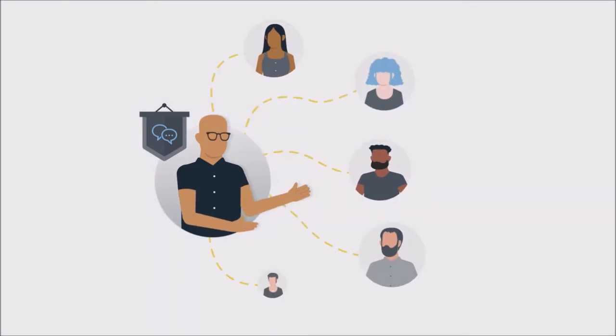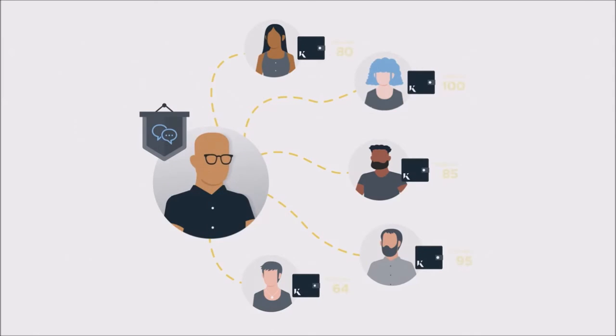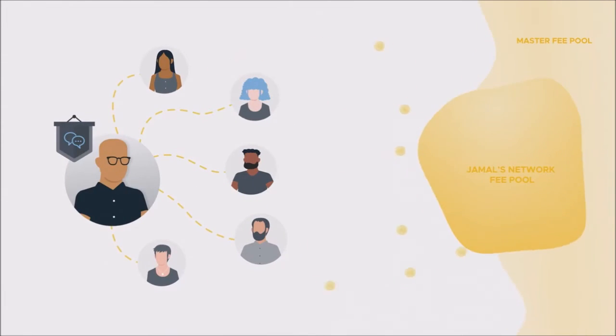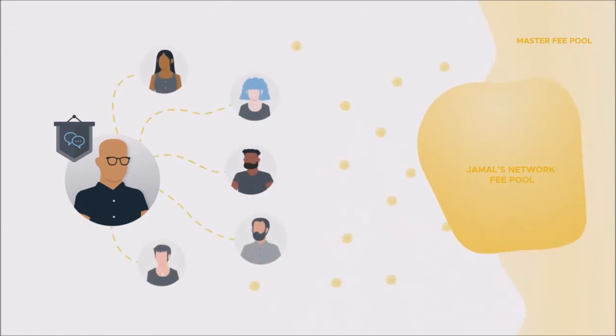Let's say Jamal refers 5 people and each of those people opens a Kinesis account. Each of the individuals that use Kinesis will have a total monthly spend. 7.5% of all the transaction fees accumulated from the spending of Jamal's referees will be paid back to Jamal at the end of each month in KAU or KAG for as long as his referees are active.